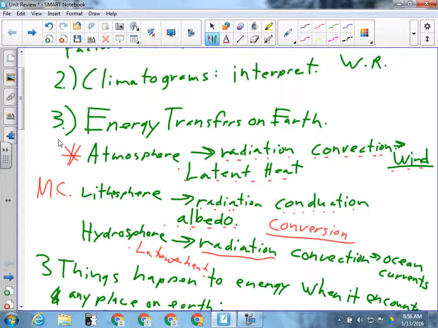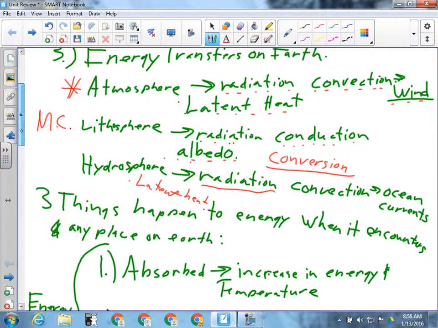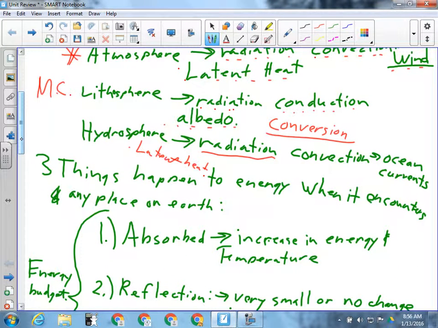Okay, now there's three things that can happen to energy when it encounters any place on Earth. What are they? It can be absorbed, reflected, or converted. And the conversion is photosynthesis. So that's the next thing. You might be asked about that, maybe even in a written response kind of question. Explain what would happen to sunlight when it hits someplace on Earth. And you'd have to tell me.